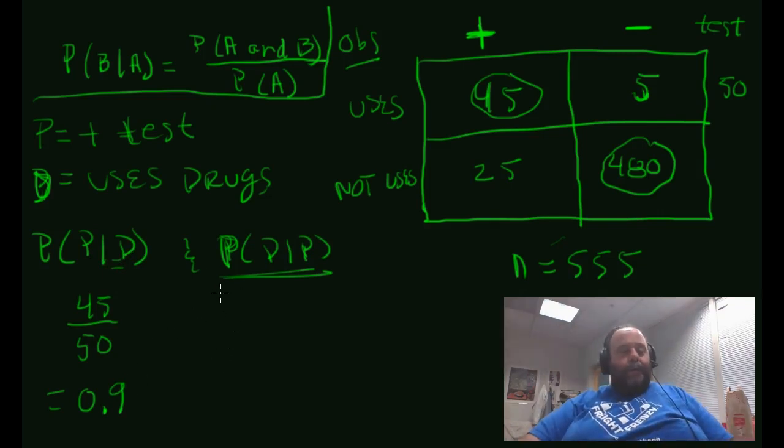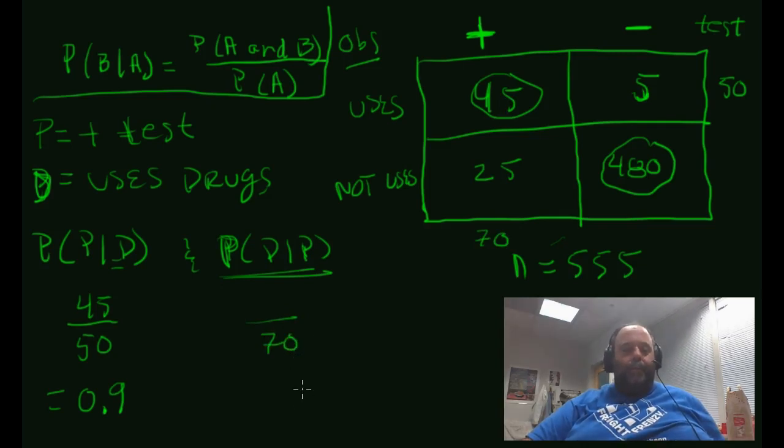All right, so let's try this the other way. This is the number of people who had a positive test. So positive test takers, it's going to be 45 and 25. That's 70. Right, so out of those 70 people, how many of them were actually drug users? Well, there would be 45 of them.